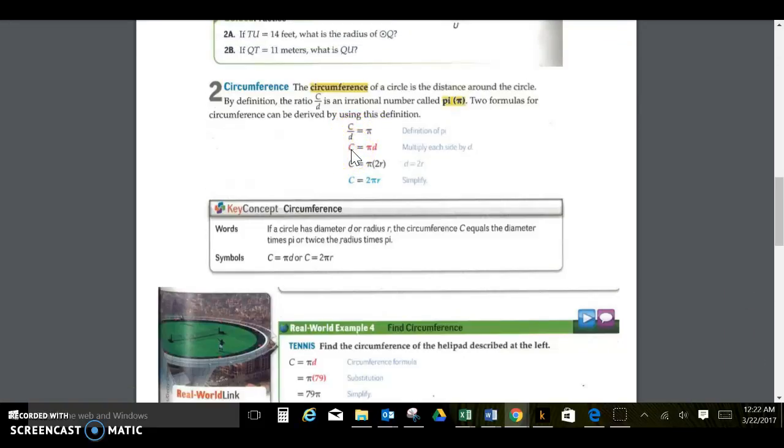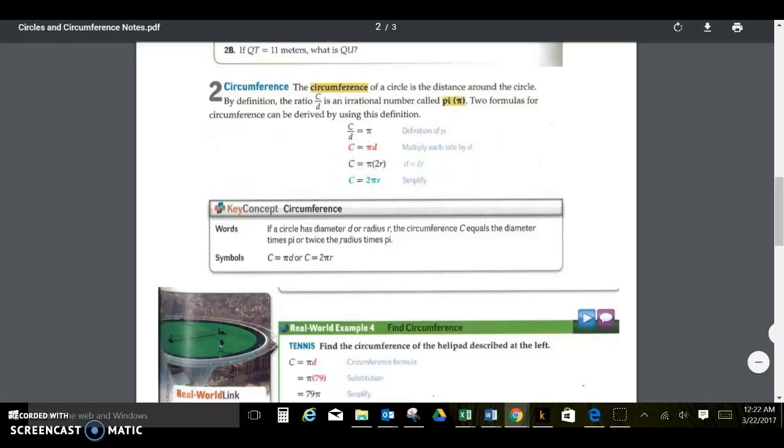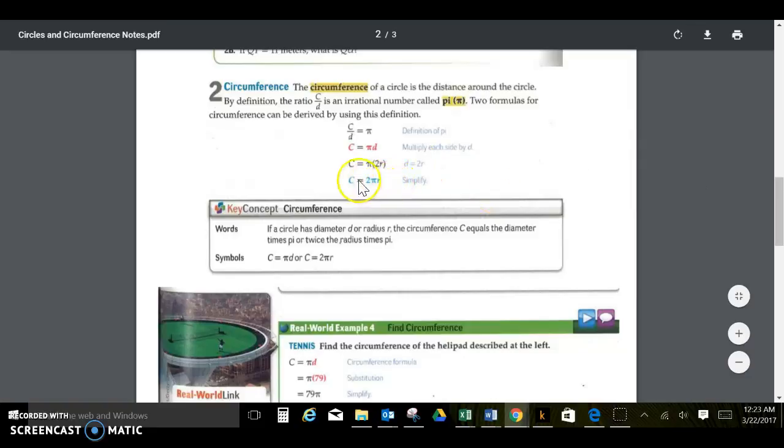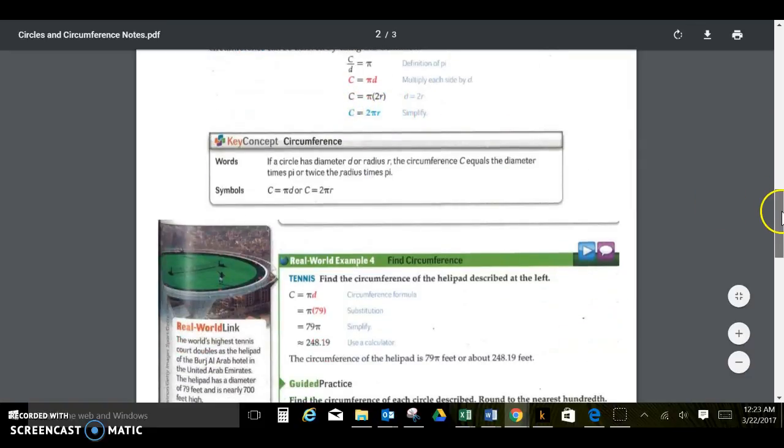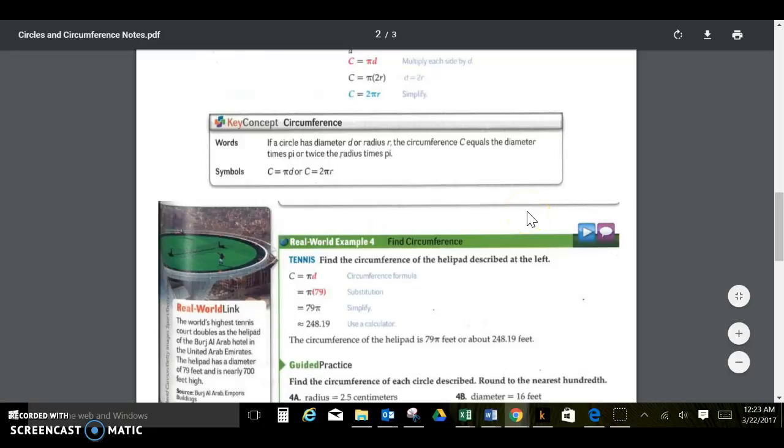So there's two formulas really for circumference. It's circumference equals pi d, pi times the diameter, or remember diameter is 2 times the radius, so it really becomes circumference equals 2 pi r. And that's the one I usually use all the time, okay? But you could use either one, all right?